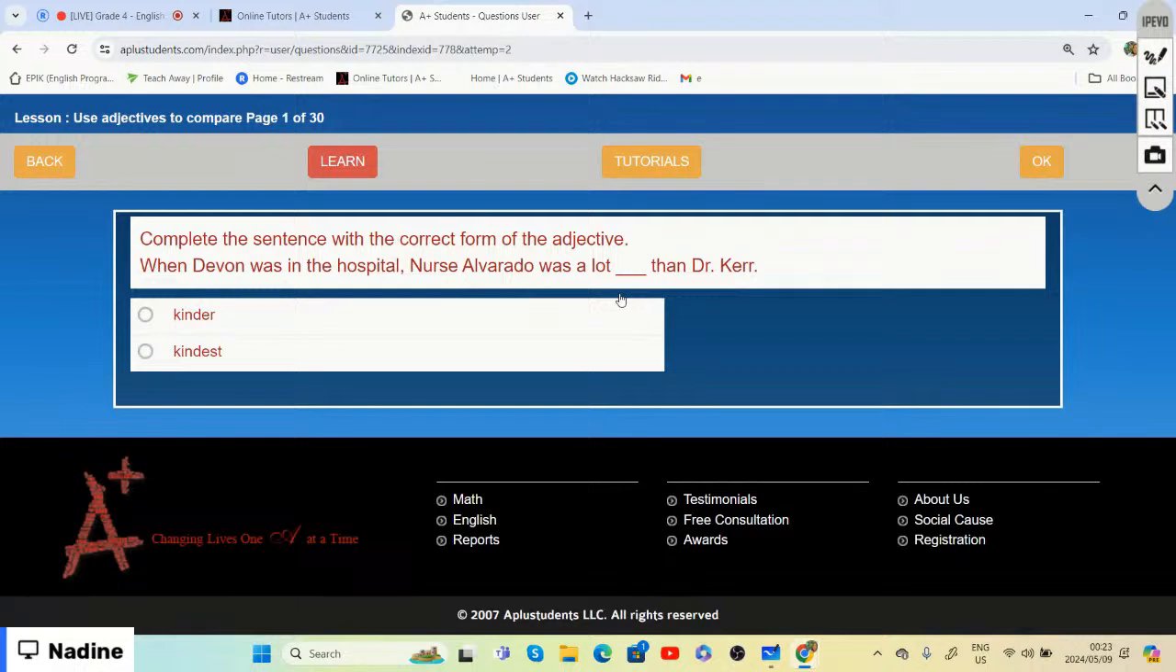We need to complete the sentence with the correct form of the adjective. It says, when Devin was in the hospital, Nurse Alvarado was a lot, do we say, a lot kinder than Dr. Kerr or a lot kindest than Dr. Kerr? Is it option one, kinder than Dr. Kerr, or kindest than Dr. Kerr?